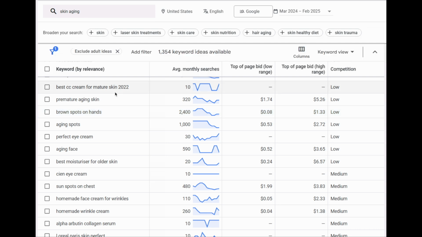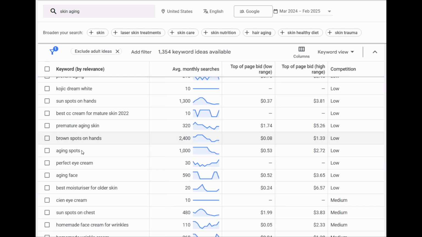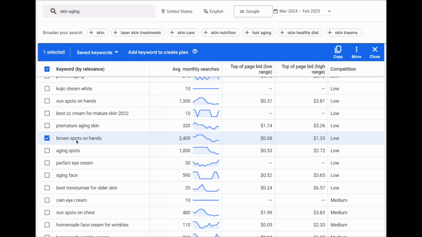and specifically, what can we find that's low competition? Okay, so I'm in Google's keyword planner. All I did was type in skin aging. And I did a little homework, and I found a keyword here that I thought was very interesting. Brown spots on hand. Pretty peculiar.